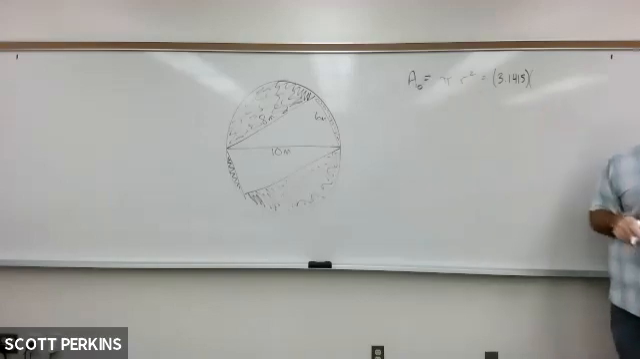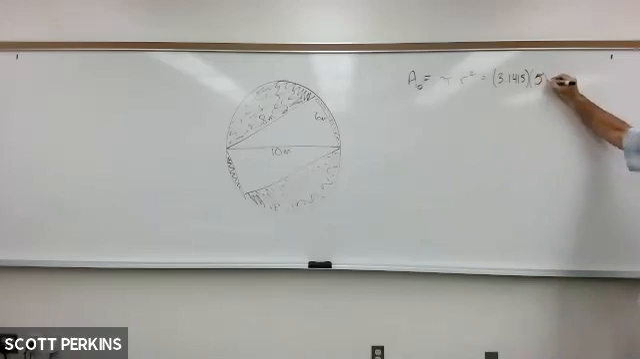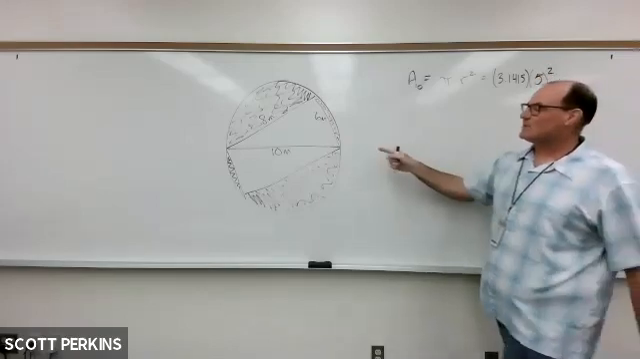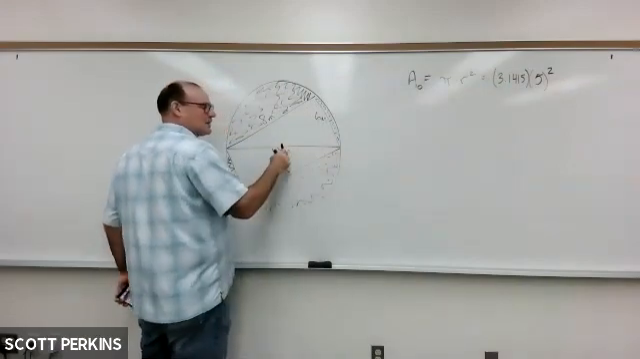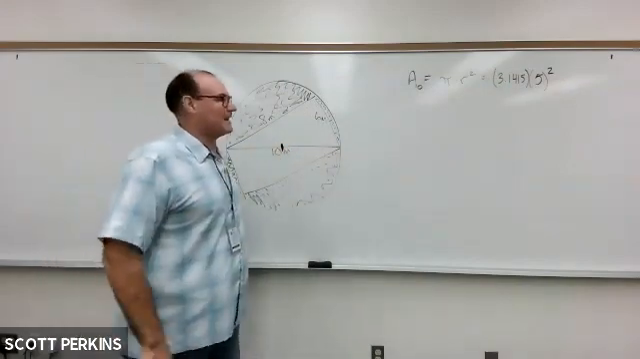And what's the radius of this circle right here? 5. Okay, the diameter is 10. The diameter is the distance all the way across. And then the radius is half of that. Okay, radius is always half of our diameter.